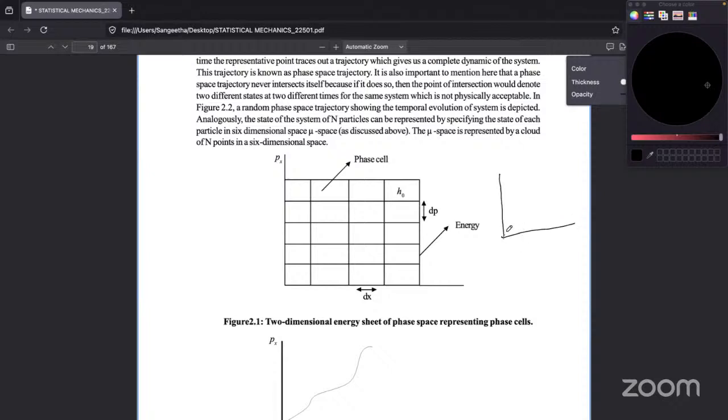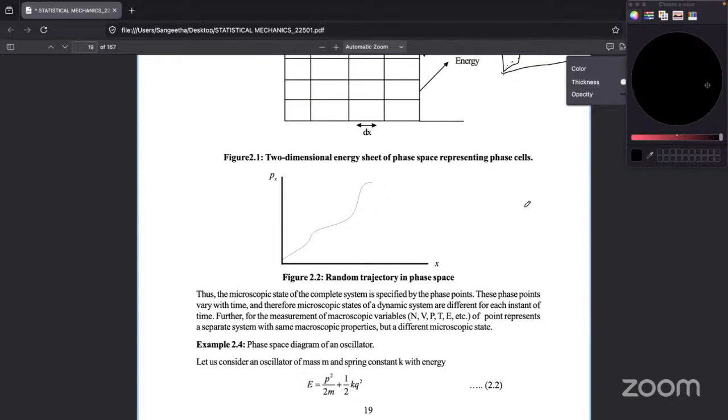So we are not getting linear paths. Trajectory path we are getting. So joining the path, whatever we got, it is not linear. It is not a linear path, it is a random trajectory path in the phase space. Now next we will see example 2.4.